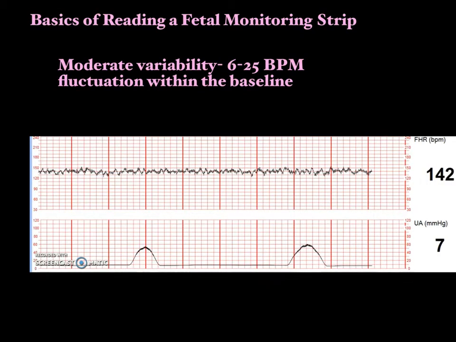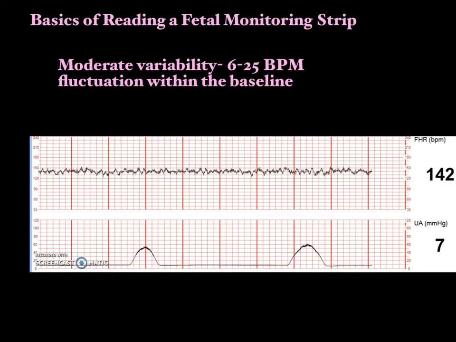Sometimes a minimal can look like the low end of moderate, sometimes a marked can look like the high end of moderate. But generally speaking, when I look at this, just my eyeballs are happy. I know that I have a baby who's well oxygenated and who's responding to its environment. The sympathetic nervous system is responding to the needs for oxygen. It's sensitive to all the little fluctuations because it's used to having oxygen, so it responds. So this is a baby that has a little bit of reserve. I'm hoping that it's going to tolerate labor like this for a good length of time.